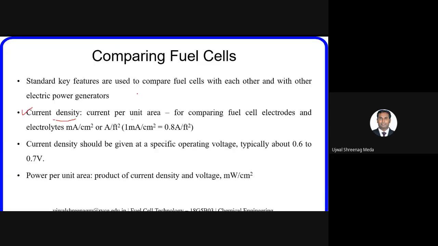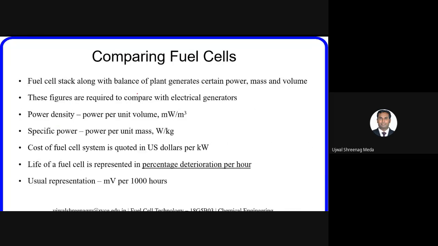The third term is power density. Power density is power per unit volume. Current density is current per unit area. Along with these two, there is one more term, power per unit area. I am purposefully repeating this multiple times so that you will keep this in your mind and be able to differentiate better.